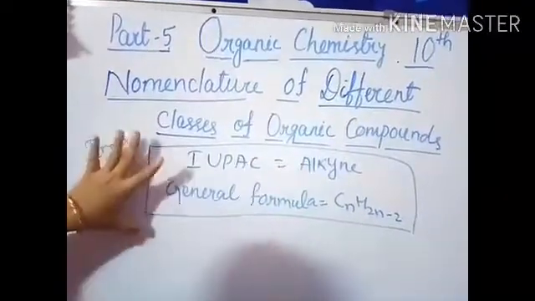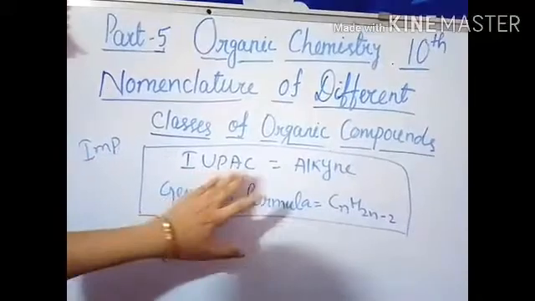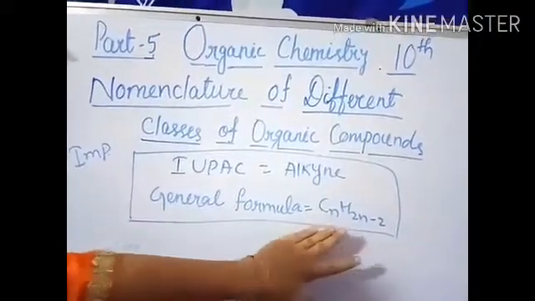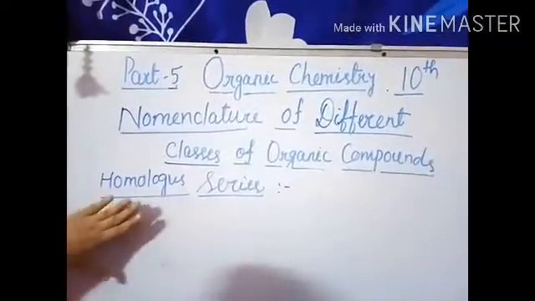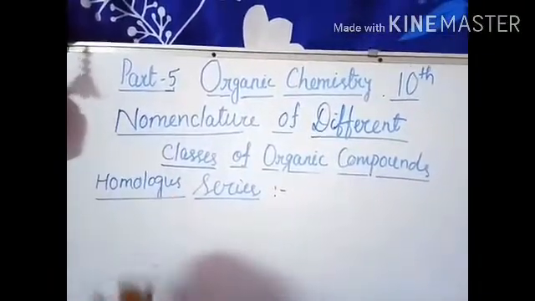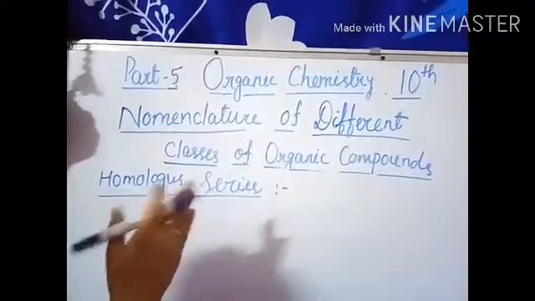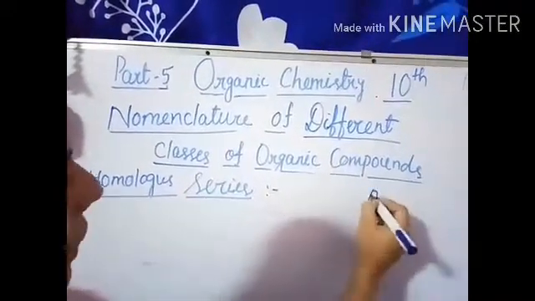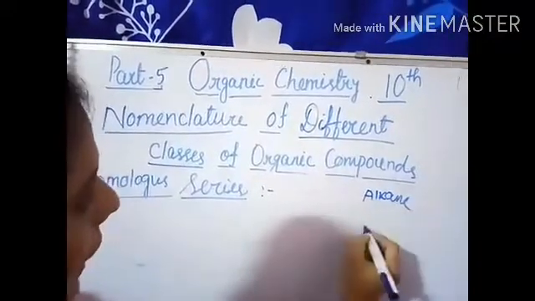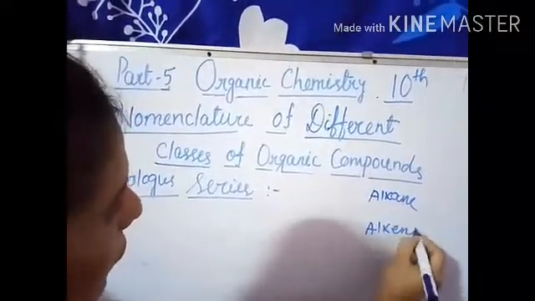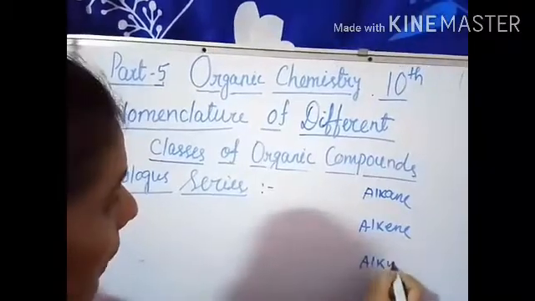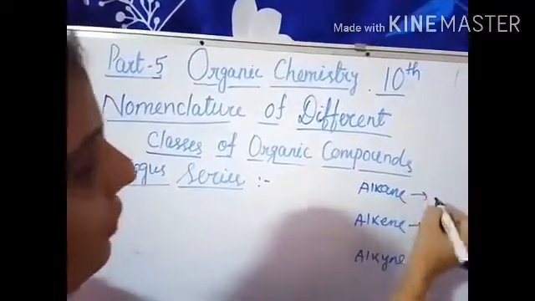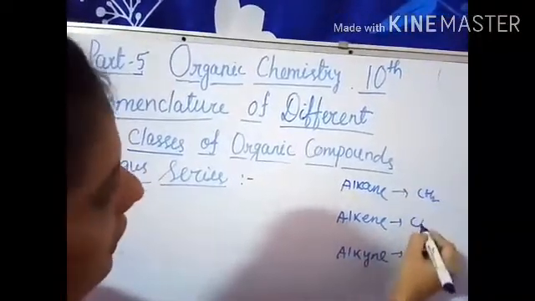So children, you have to remember these things: the IUPAC name is alkyne and its general formula is CnH2n minus 2. Now children, come to the homologous series. Homologous series means, as you have seen, everywhere I have explained, whether alkane or alkene or alkyne, every member of this group differs by a group, that is the CH2.